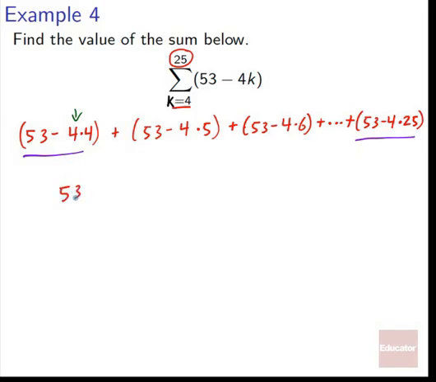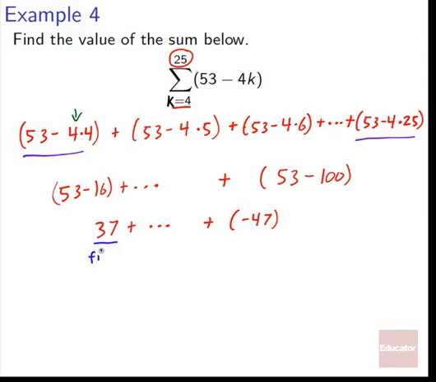53 minus 4 times 4, so 53 minus 16, plus and so on, up until our last term of 53 minus 4 times 25, 100. 53 minus 16 comes out to be 37, plus and so on, plus 53 minus 100 comes out to be negative 47. So our first term is 37. Our last term is negative 47. The only real question that we have now is, what is the value for n? How many terms are there total?